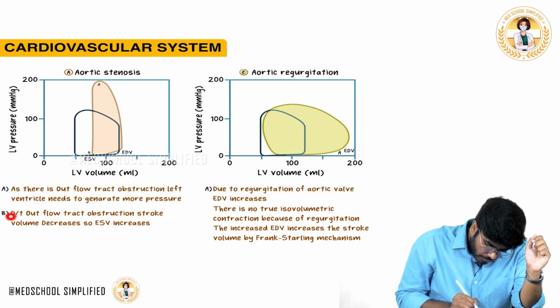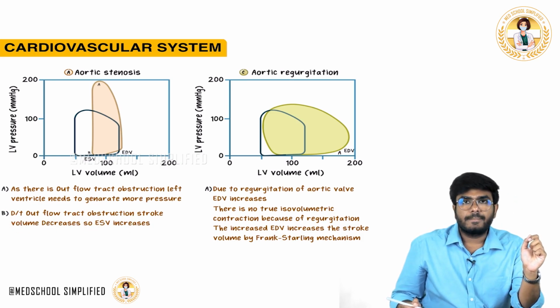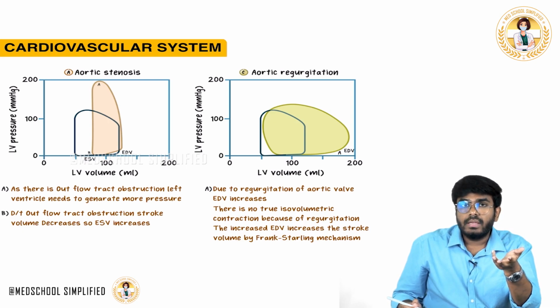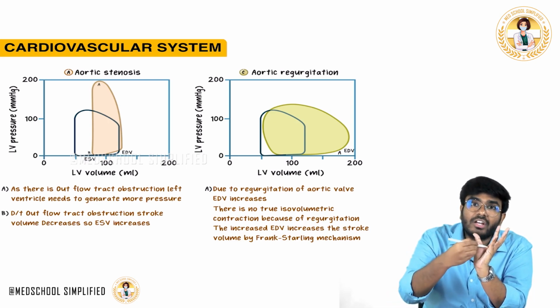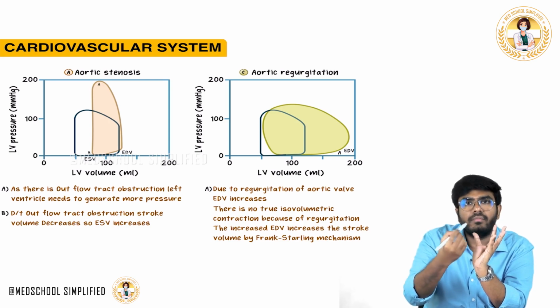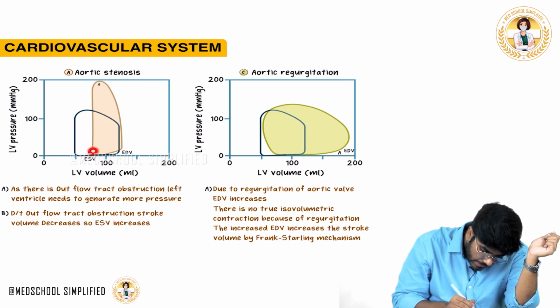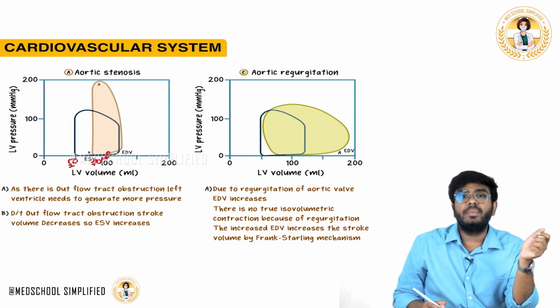Due to outflow tract obstruction, stroke volume decreases, so end systolic volume increases. Now the outflow tract is obstructed. Do you think all the blood is going to go out? The blood is not going out. So what will be the amount of blood present in the ventricle at the end of contraction? A lot of blood will stay in the ventricle itself. Normal end systolic volume is 50 ml, but right now it is around 70 ml. Why?